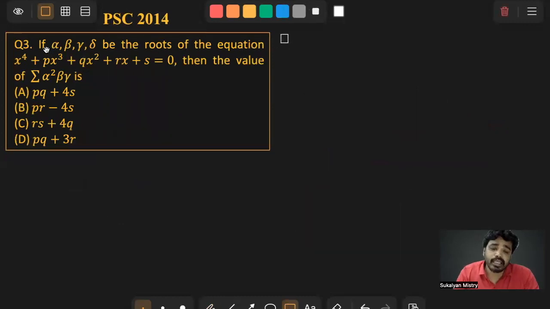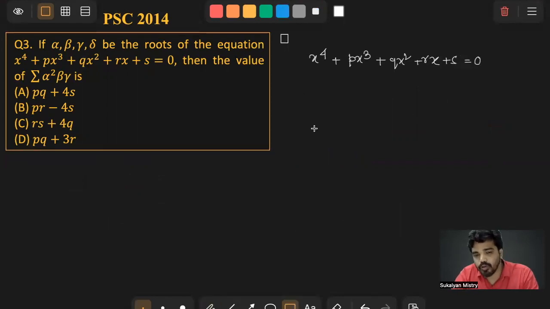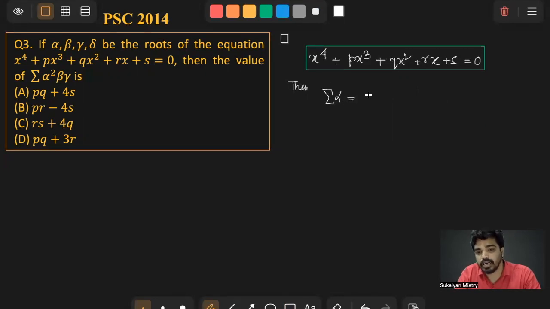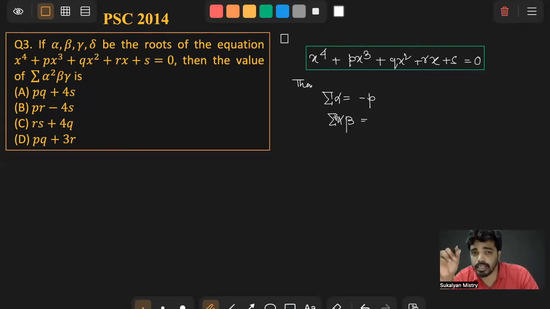What is given? Here it is given that alpha, beta, gamma, delta are the roots of the equation x to the power 4 plus px cube plus qx square plus rx plus s is equal to 0. From the relation between roots and coefficients, what can we write? Summation alpha, that is alpha plus beta plus gamma plus delta, equals minus p. Summation alpha beta, that is alpha beta plus alpha gamma plus alpha delta plus beta gamma plus beta delta plus gamma delta, equals q.